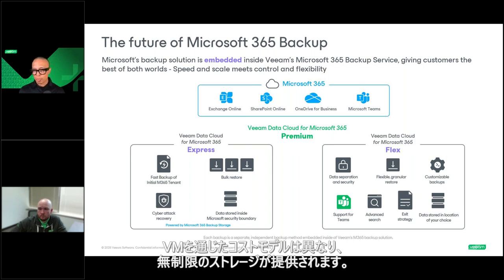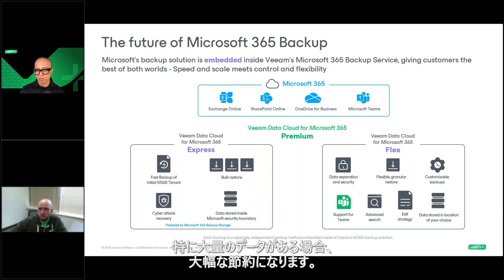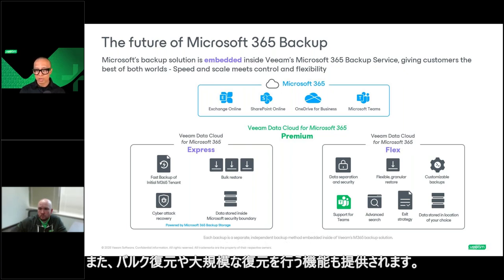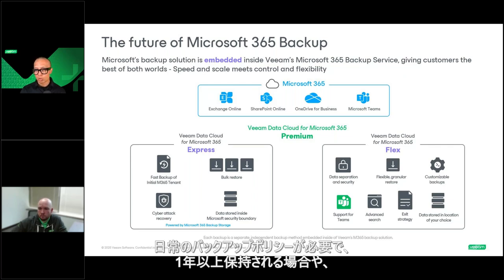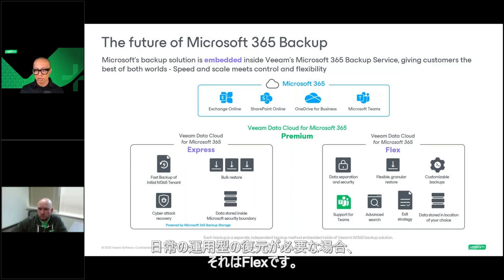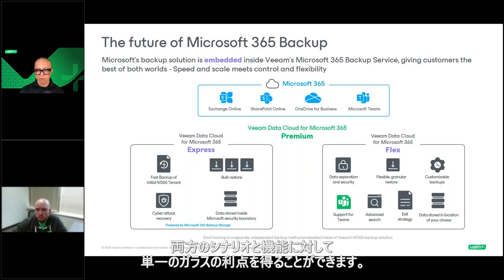Their cost model is different. Through Veeam, you're going to get that unlimited storage versus a per gigabyte cost per month. So that's going to be a huge savings, especially if you've got a lot of data. And then also, that's only going to give you the capability to do the bulk restores, or the larger restores from that point in time. If you need a day-to-day backup policy that runs and is retained for longer than 1 year, plus your operational type recoveries on a daily basis, that's going to be our Flex. When you go through Veeam and get both through premium, you're going to get the benefit of having that single pane of glass for both scenarios and capabilities.